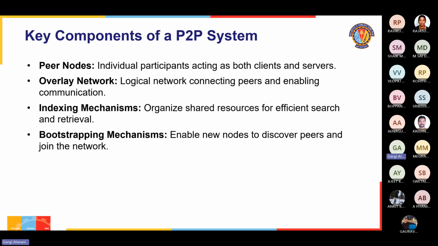You need an indexing mechanism, that we just discussed, to organize and locate shared resources. Without indexing, we cannot find data in a large network. If we do not have indexing, then it would be like searching for a needle in a haystack. Finally, the bootstrapping mechanism is the process that allows new nodes to discover the existing peers and join the network without much issue.